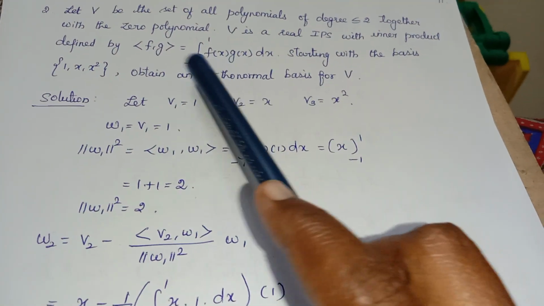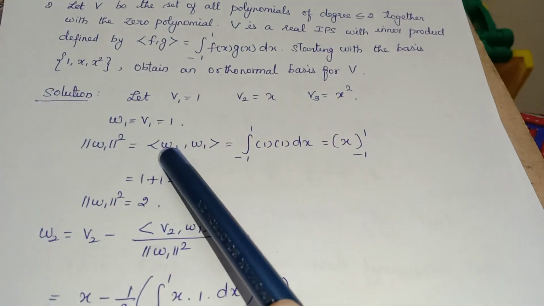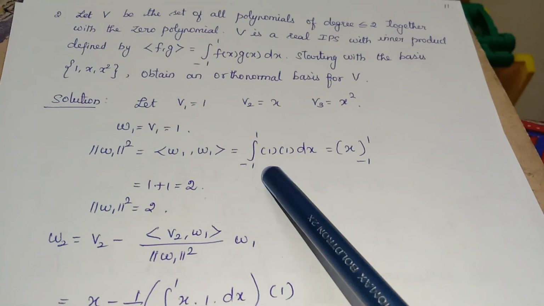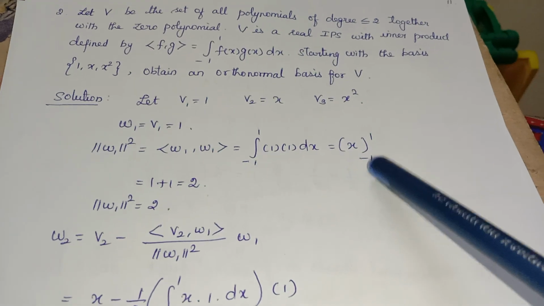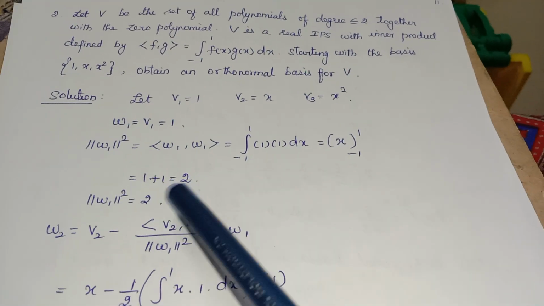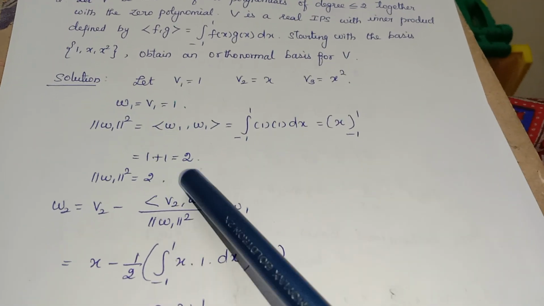So what is the formula given here? First function into second function. Both are equal to 1. So integral of 1 into 1 dx. So x within the limit minus 1 to 1. So it's equal to 2. So norm W1 square equal to 2.